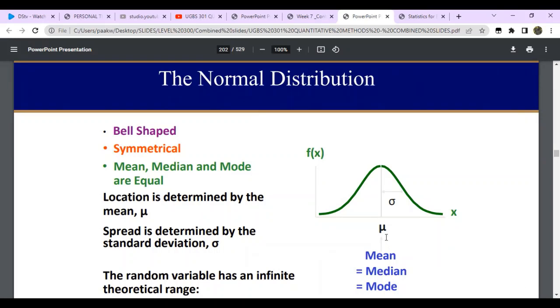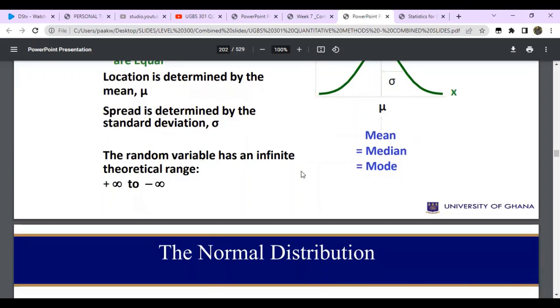The location is determined by what? The mean. Spread is determined by what? The standard deviation. Then the random variable has an infinite theoretical range. So it is moving from what? The positive infinity to what? The negative infinity. You get it? Right. Okay, so let me illustrate something here. So let me draw the curve.